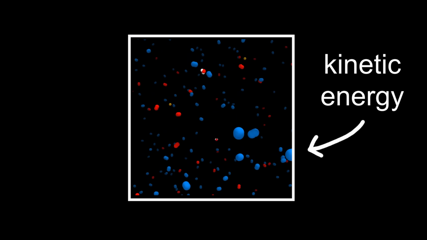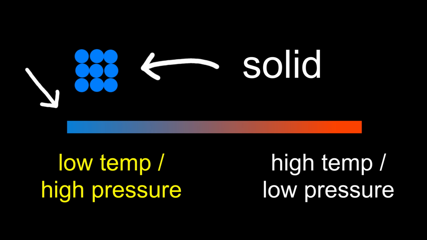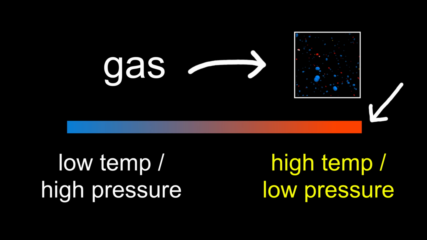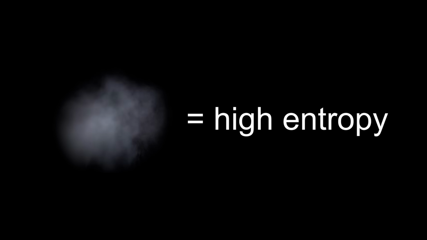Temperature is the average kinetic energy of particles in a system, or how much and how fast they move, and entropy is the amount of disorder. Substances tend to be solid at low temperature and/or high pressure, which is a state of low entropy, as they're neatly organized and don't move that much, and gas at high temperature and/or low pressure, where they move around like crazy, so it's a state of high entropy.